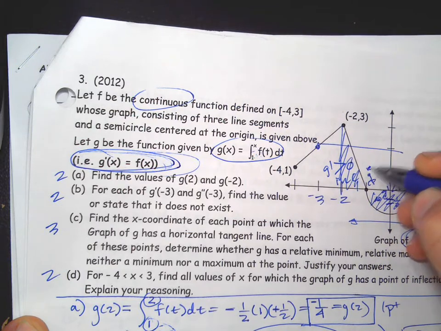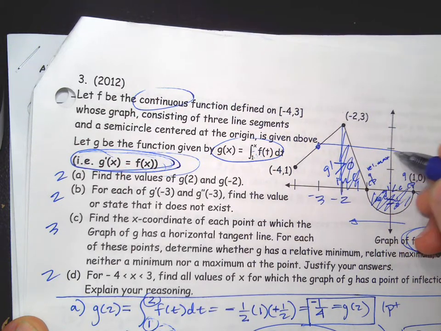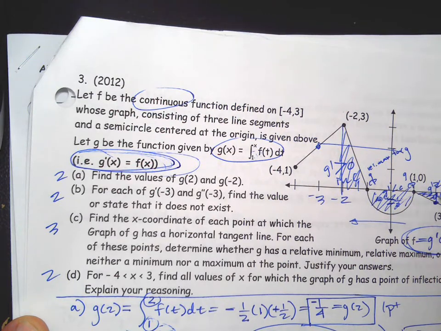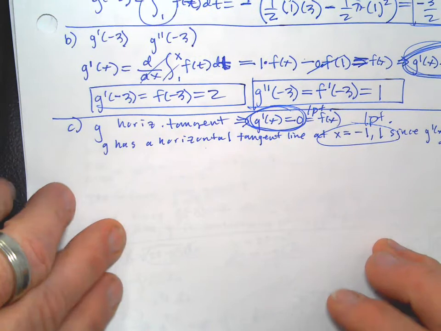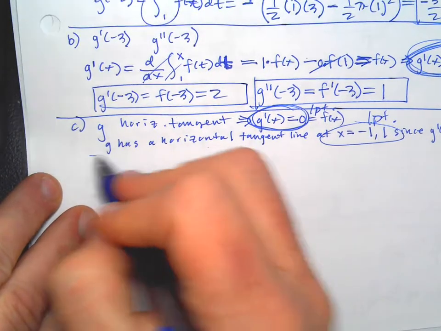This is a relative max for G, right? And then it's going down and then down. This is not a relative max or min. It's a plateau for G. Now I got to put that in words and justify it. That's the hard part.